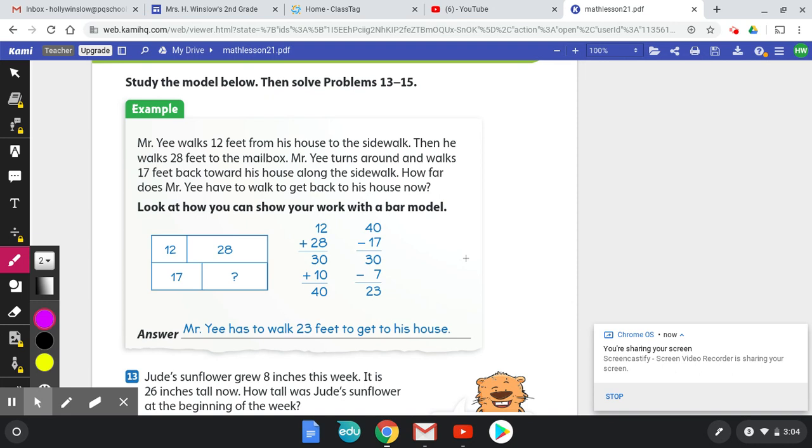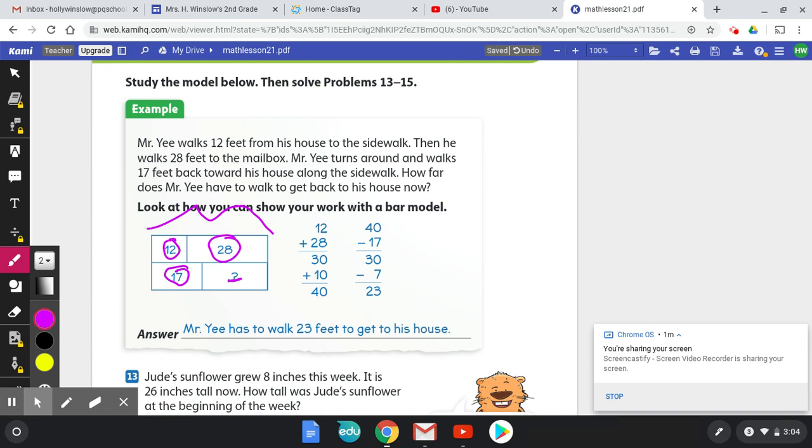So they're modeling what we got in the first sentence. So you have, he walked 12 feet from his house to the sidewalk. Then he walked 28 feet to the mailbox. So he turns around and walks 17 feet back toward his house along the sidewalk. So how much further does he have to go until he gets to his house? Well, we know that here was from his house to the mailbox.